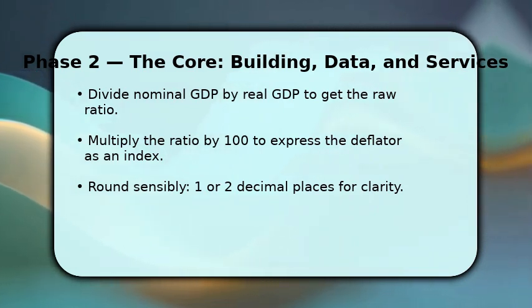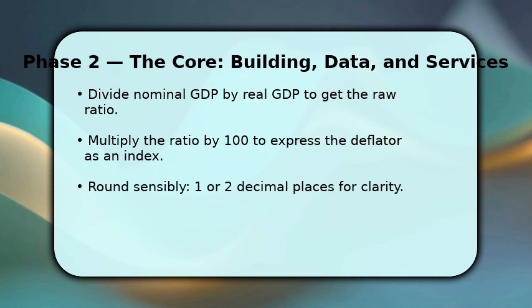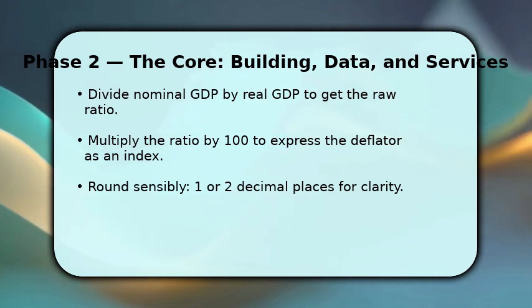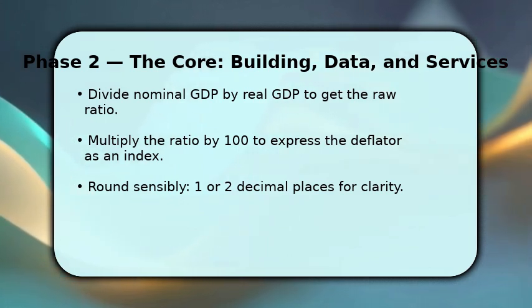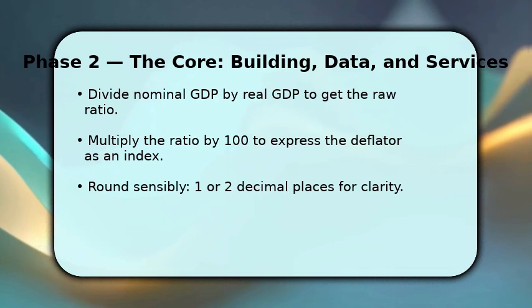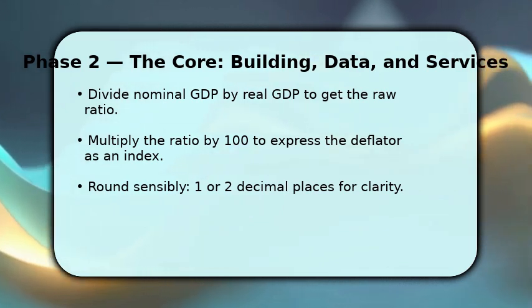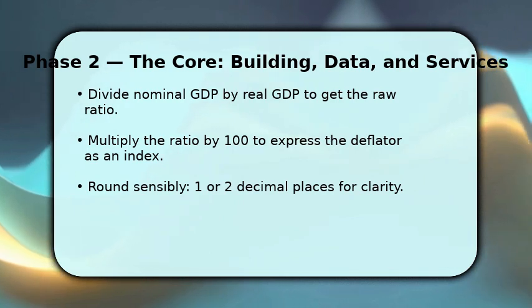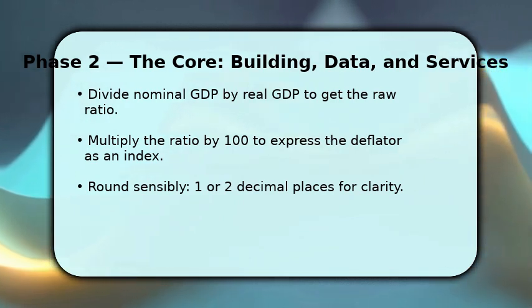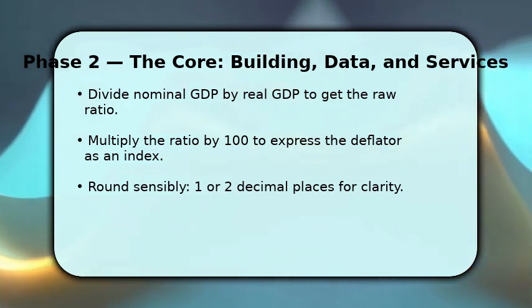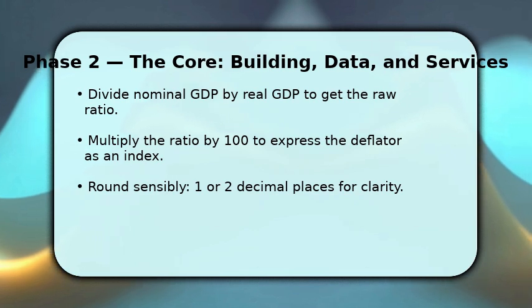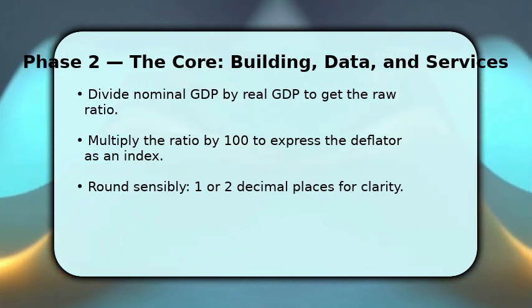Next, multiply that ratio by 100 to convert it into an index number. So a result of 125 means prices are 25% above the base year. Make sure to keep consistent rounding. 1 or 2 decimal places is usually enough for classroom work. If comparing across years, remember to use the same base year or rebase consistently before comparing indices.